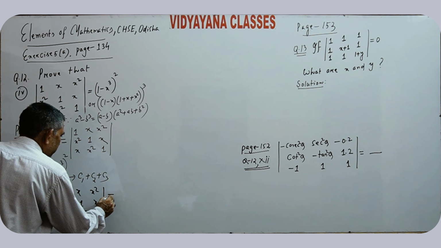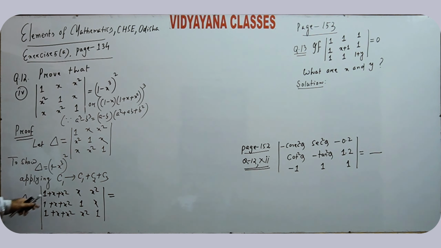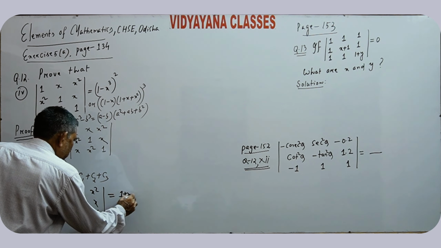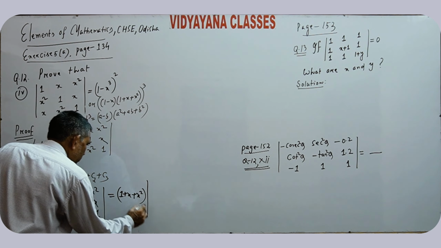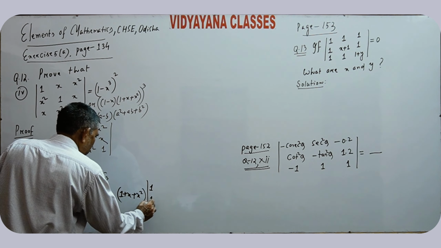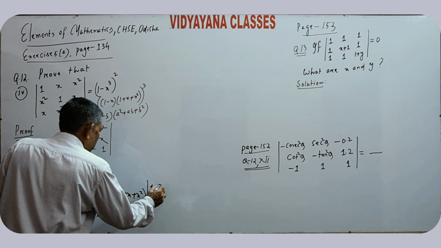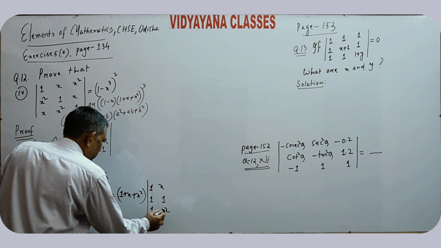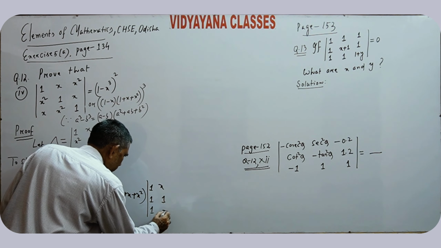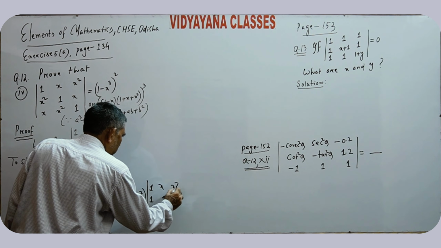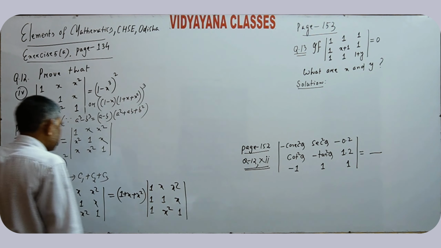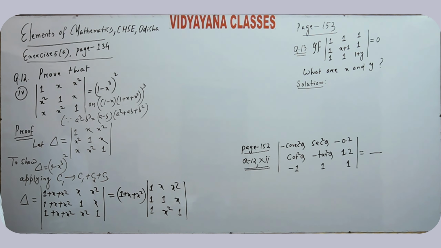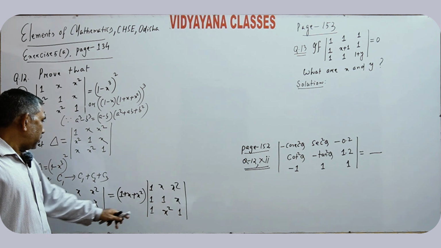Which is same as taking 1 plus x plus x square from column 1. 1 plus x plus x square times the determinant with column 1 as 1, 1, 1, then x 1 x square, and x square x 1. Clear? Taking 1 plus x plus x square from column 1, which gives this result.